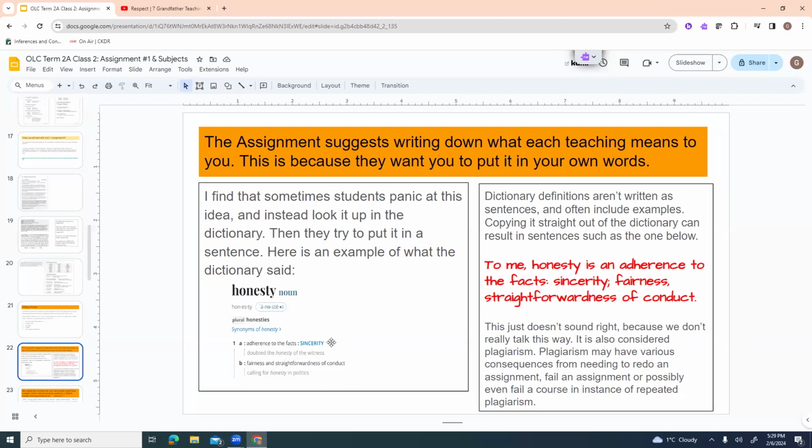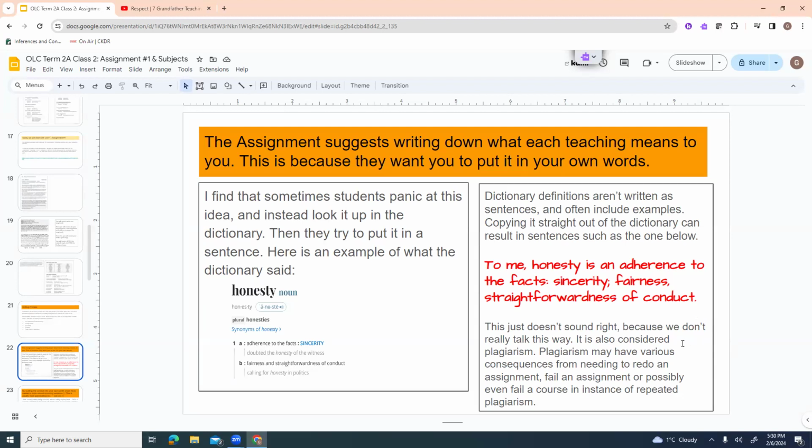So some people will tell me honesty is, and they'll copy all this down, and they don't notice that it doesn't quite make sense because dictionary definitions aren't written as great sentences. They're just meant to give you the idea of what it means. So if you copy it straight out of the dictionary, you can end up with a sentence that doesn't make a lot of sense, like the one below. To me, honesty is an adherence to the facts, sincerity, fairness, straightforward of conduct. This doesn't sound right because generally we don't talk this way.